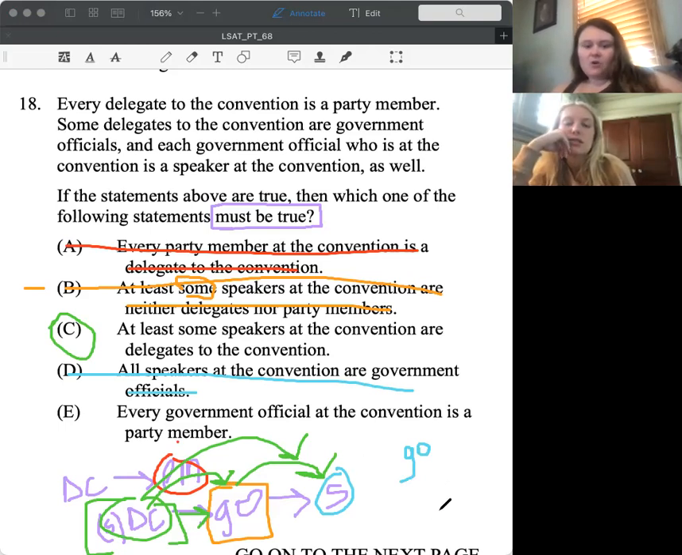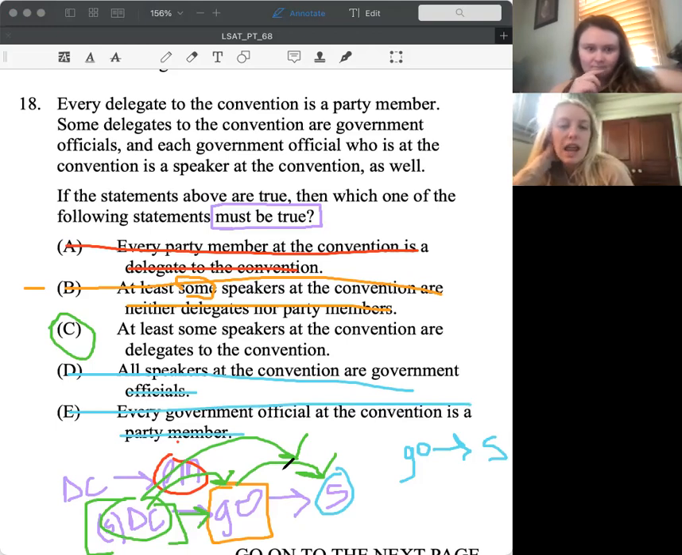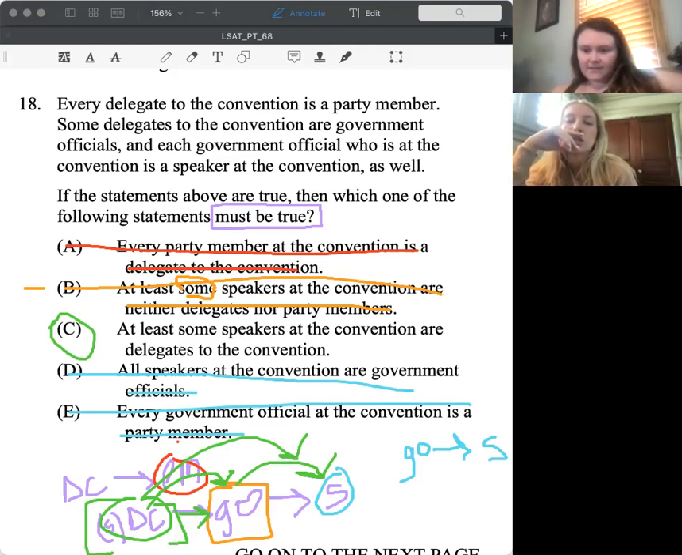Yeah, and the only thing that we know for certain about government officials is that they are speakers. And we only know at least one delegate to the convention is a government official. That's it. So there's at least one government official that is a party member. We know that. If it said that, that would be correct. But not the fact that it's separate. Yeah, when I was doing this one, I easily crossed out A, D, and E, but I was toggling between B and C. Excellent. Well, that's an easy learn.